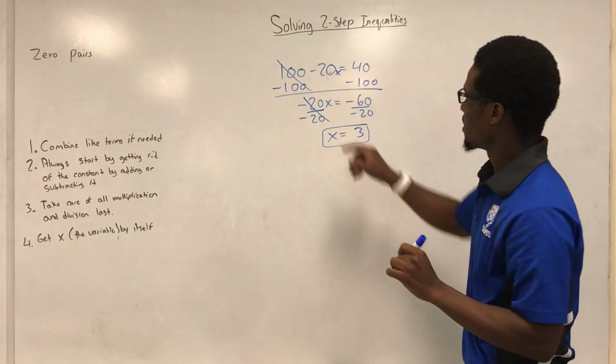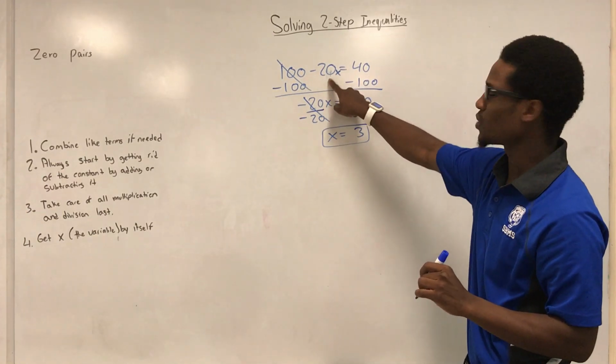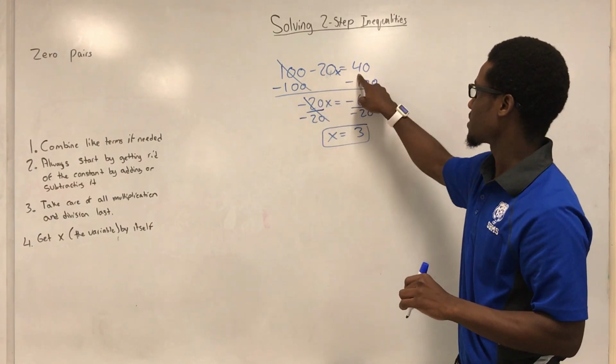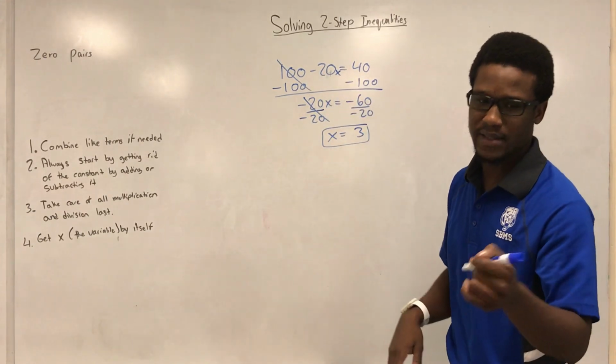Let's see if that makes sense. 100 minus 20 times 3. 20 times 3 is 60. So 100 minus 60 is equal to 40. Absolutely, that's correct.